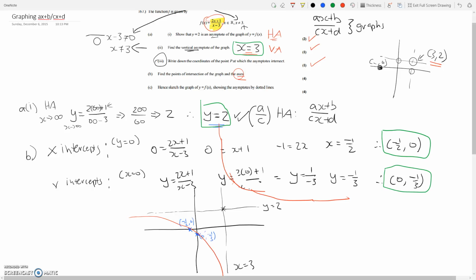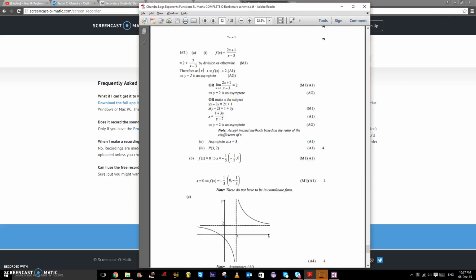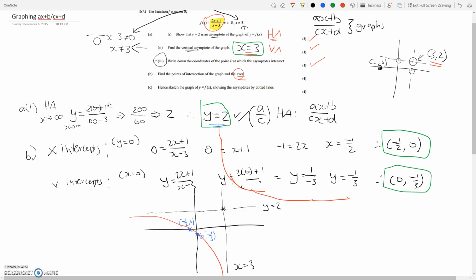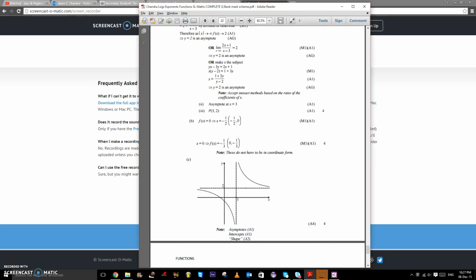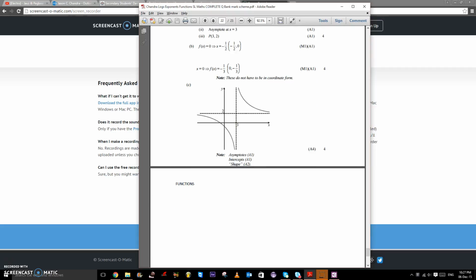If we look at the mark scheme for this question, yep, we've done that, the asymptotes, and that's the most important thing. You label your horizontal asymptotes, vertical asymptotes, and actually labeling your intercepts would be much better. And the shape should be well drawn, unlike mine. Please use a ruler, and a rough sketch would be nice.